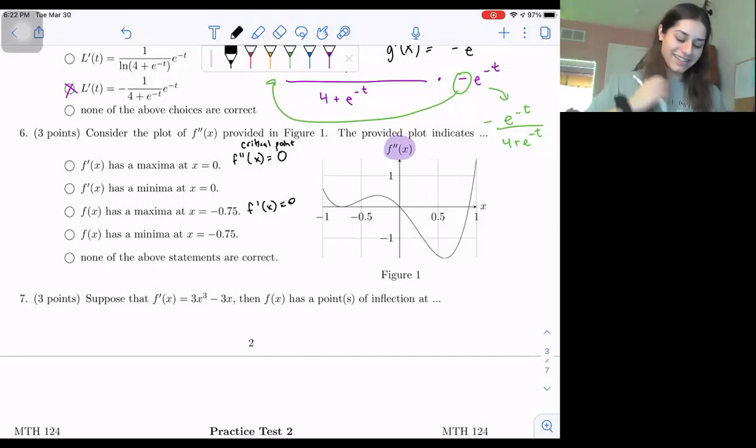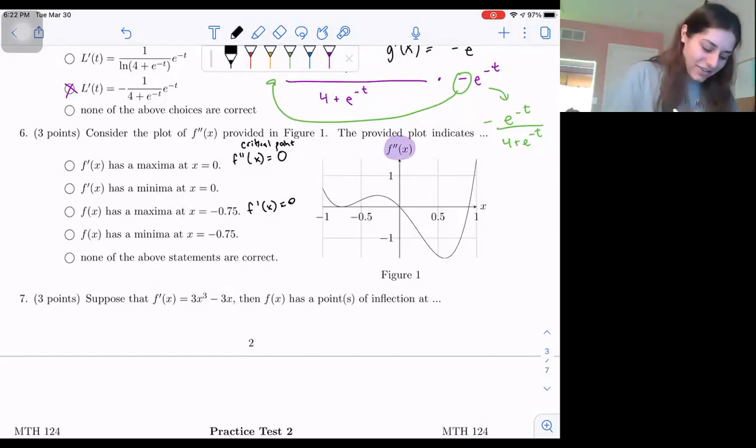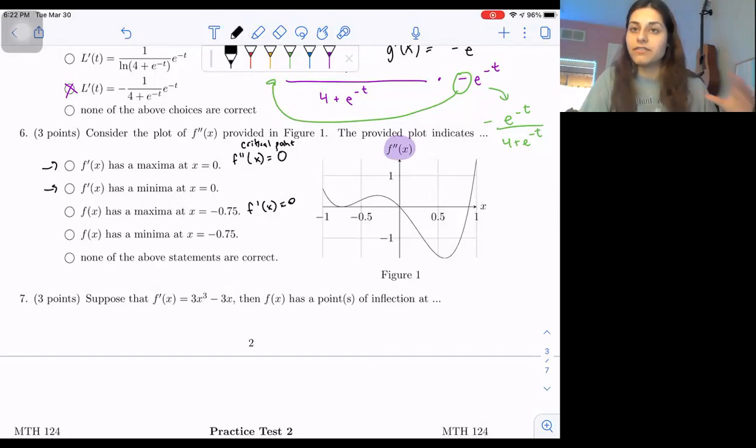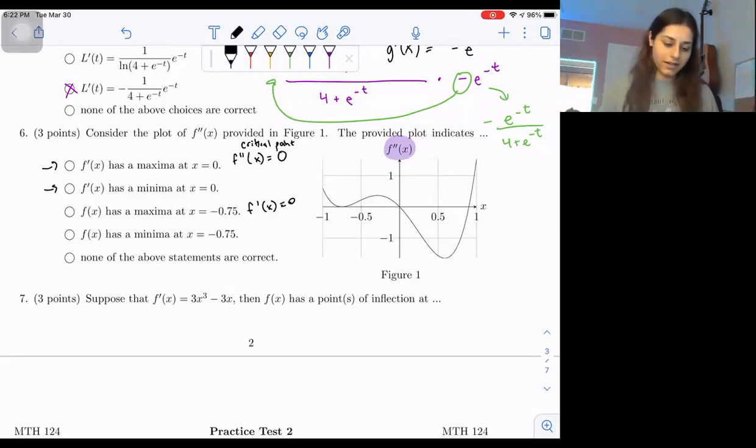Okay, so we know that it's A or B. There's definitely a critical point at x equals 0, and so there's either going to be a maximum or a minimum in most cases. So we want to see, is it a maximum or a minimum? We want to check, from the left of x equals 0, is that positive or negative? And to the right, is that positive or negative?